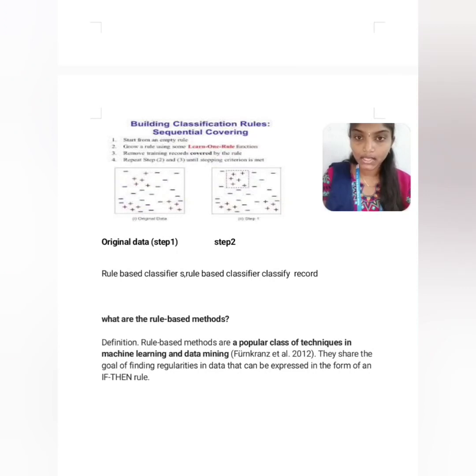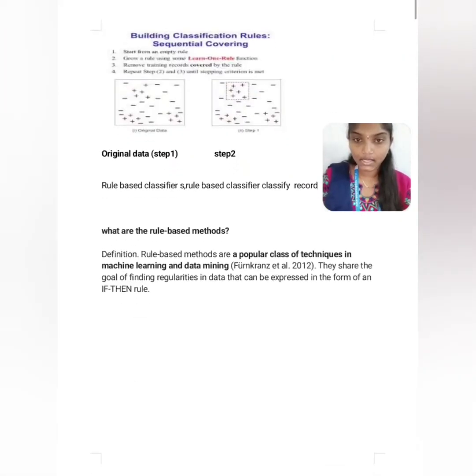Next, building classifier rules sequential covering starts from an empty rule, using a source of learning of the rules. This is the basic original data of step 1 and step 2. Rule based classifier. Yes, a rule based classifier can be recorded.